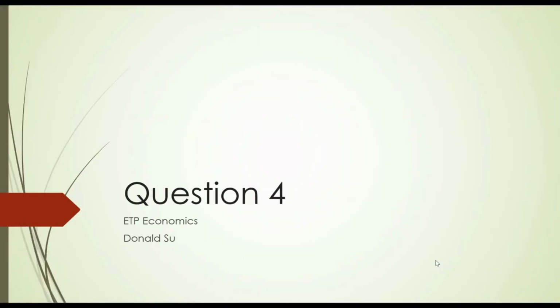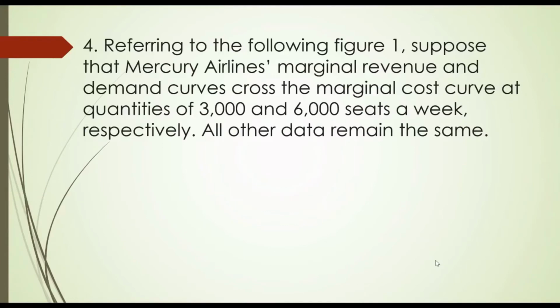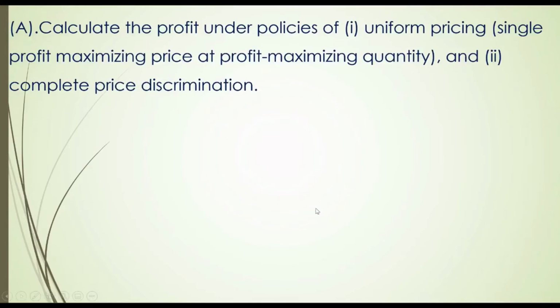So today let's talk about question 4. Referring to the following figure 1, suppose that Mercury Airlines' marginal revenue and demand curves cross the marginal cost curve at quantities of 3,000 and 6,000 seats a week respectively. Other data remains the same.